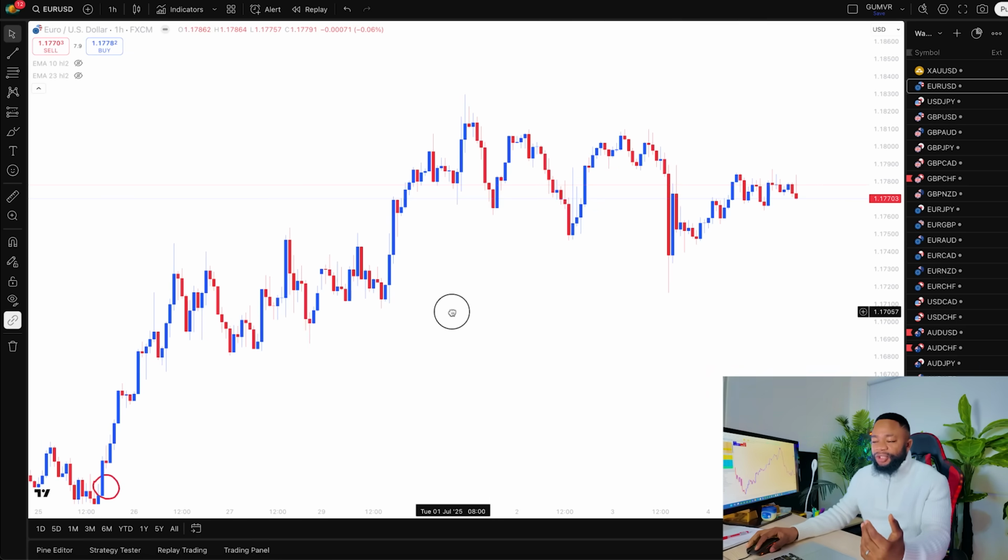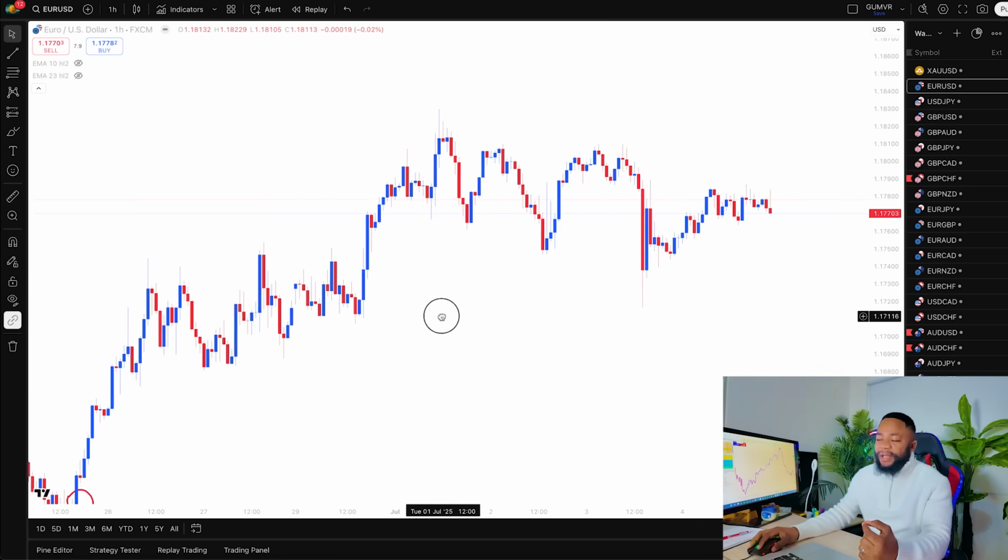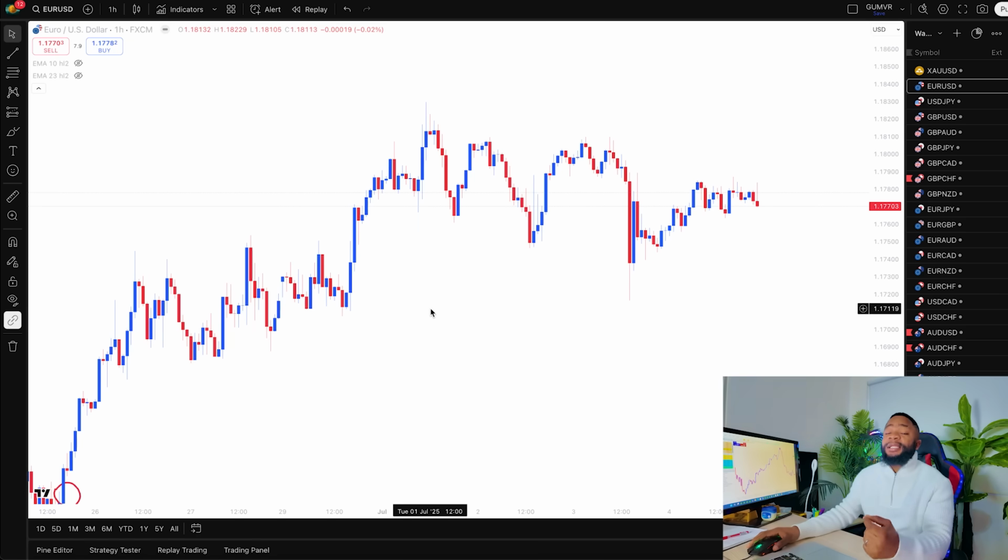Trading support and resistance just starts by you identifying key levels in the market where the market tends to have many rejections or many turns. All right. And you also have to understand something when drawing support and resistance, which is very, very key. Key point: treat support and resistance as zones, not just lines.